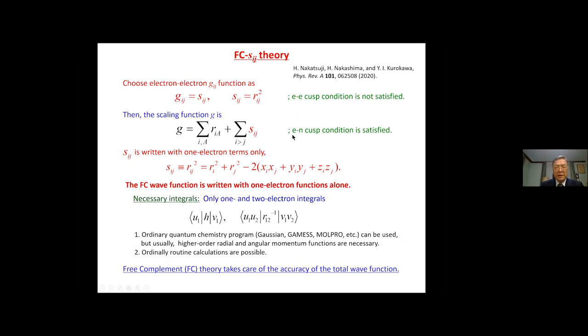But we use this, so the electron-nuclear cusp condition is okay. And the important thing is that Sij can be written with only 1 electron terms. Therefore, the free component wave function is written with only 1 electron functions. Therefore, all that is necessary is only 1 and 2 electron integrals. So this can be done using only ordinary quantum chemistry codes like Gaussian, GAMESS, MOLPRO, etc. But we usually need higher order radial and angular momentum functions. But anyway, we can do it by variational theory, and the free component theoretical framework takes care of the accuracy of the total wave function.